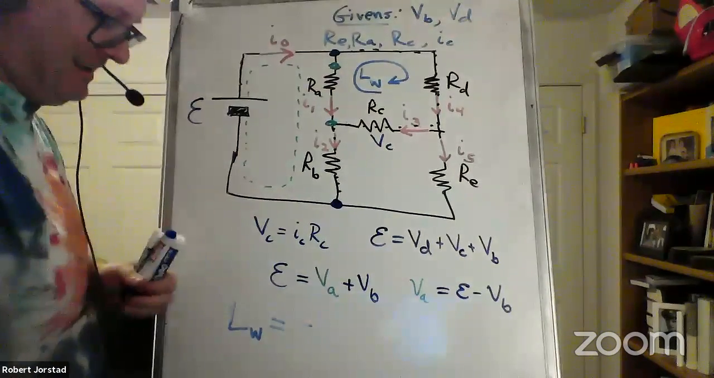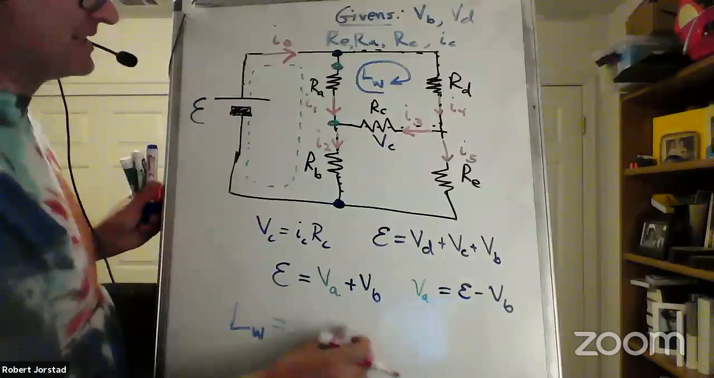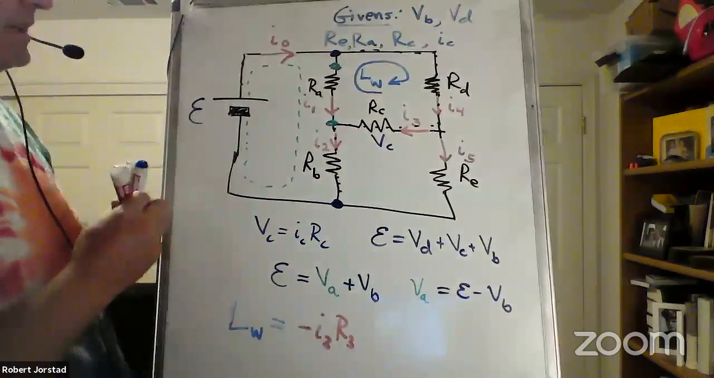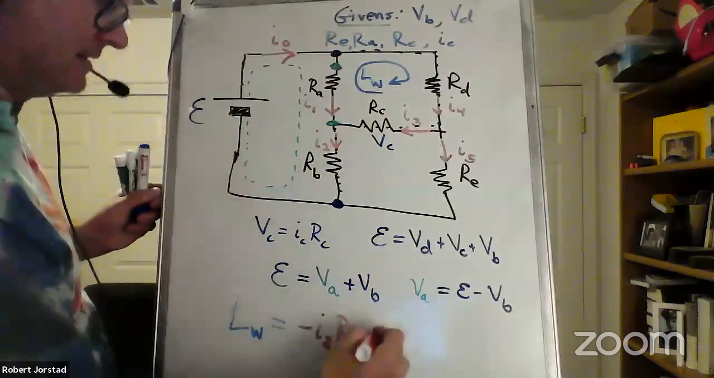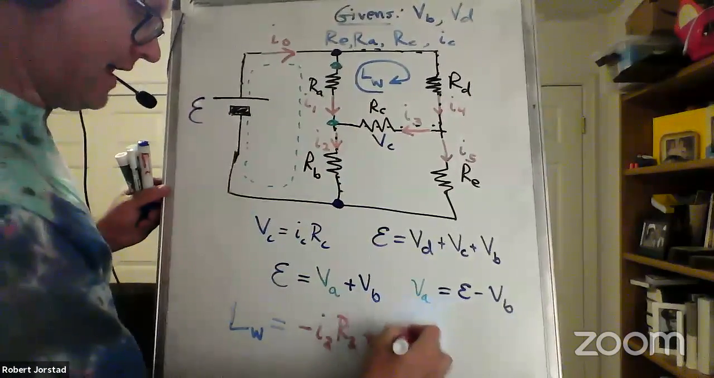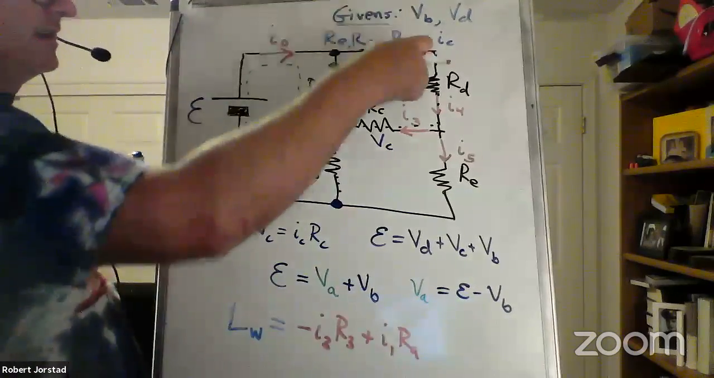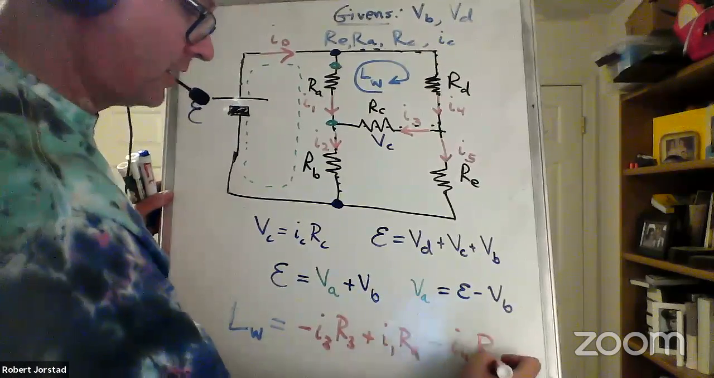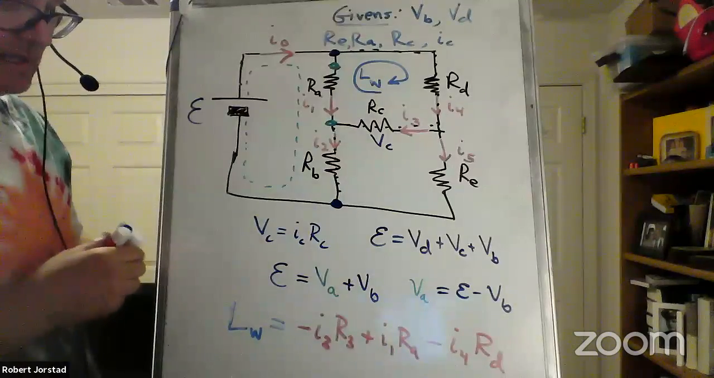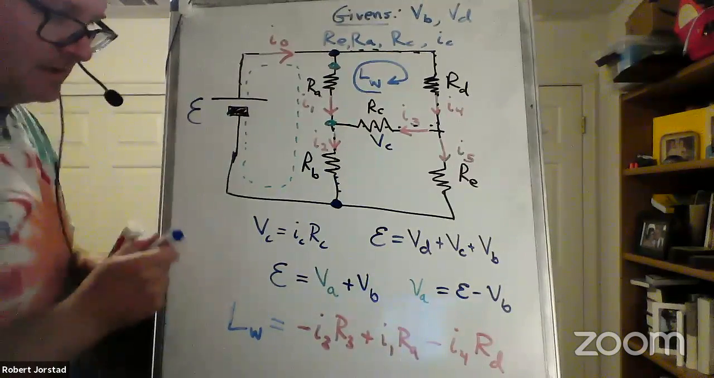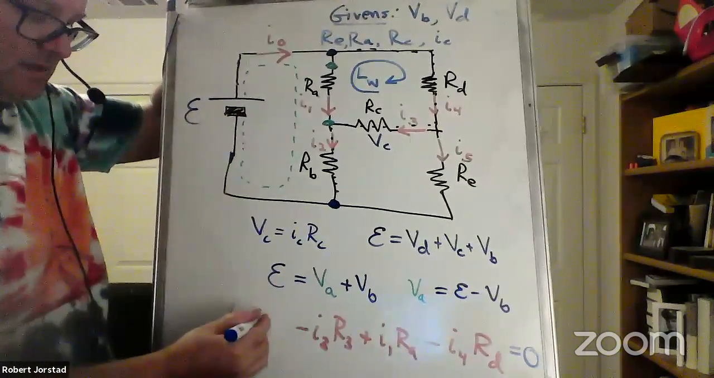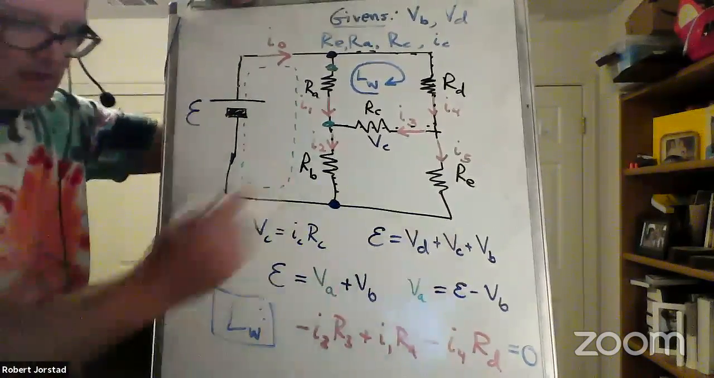I would get minus, I already don't like this. So it's going to be going this way. It's minus I3 R3. And then we could go plus I1 RA minus I4 R4. Is that what you did, Ryan? Or RD? Yeah. And so if you did that, all this has to add up to 0, right? It's a loop. So if we take Ryan's loop, that would be another way to do this.